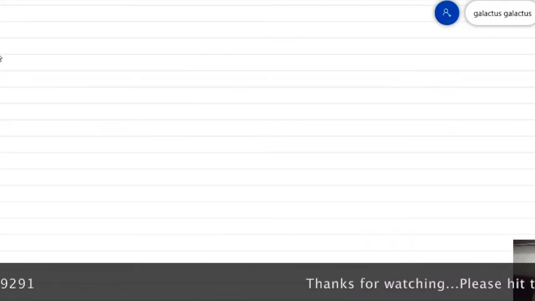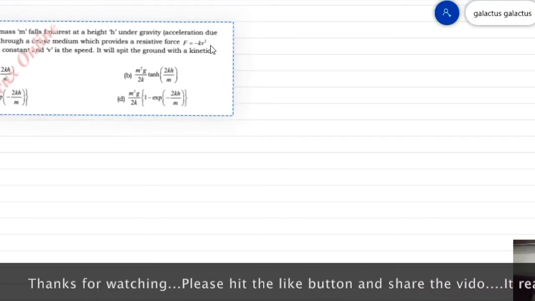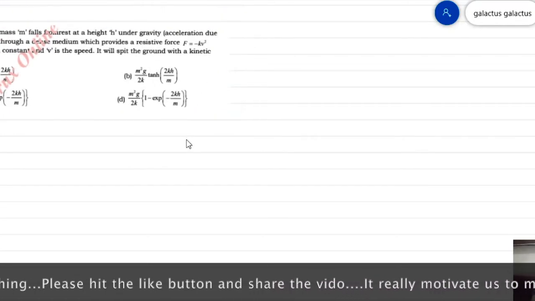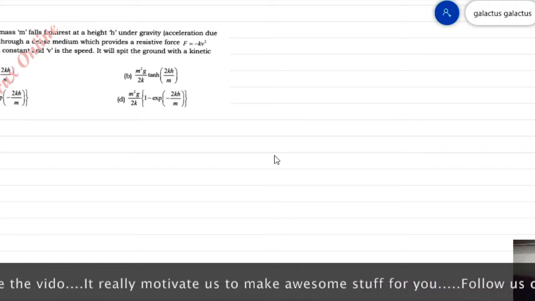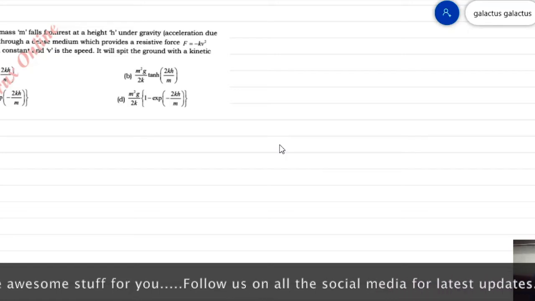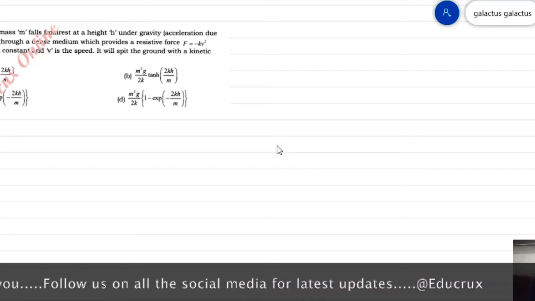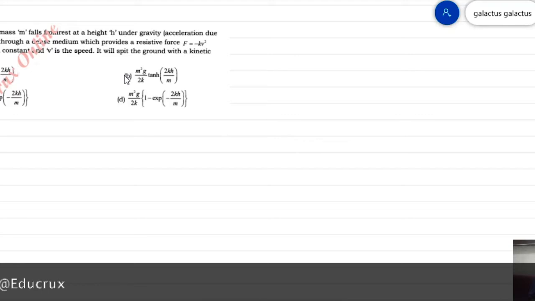So let us now solve problem number 6. The problem says that we have a body of mass m that falls from rest at a height h under the effect of gravity, and it also experiences a resistive force of minus kv square, where k is the constant of motion and v is the velocity of the particle at that instant.